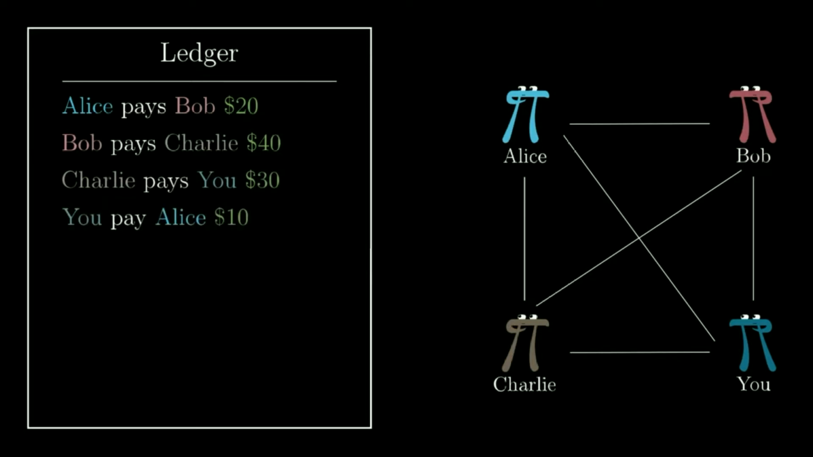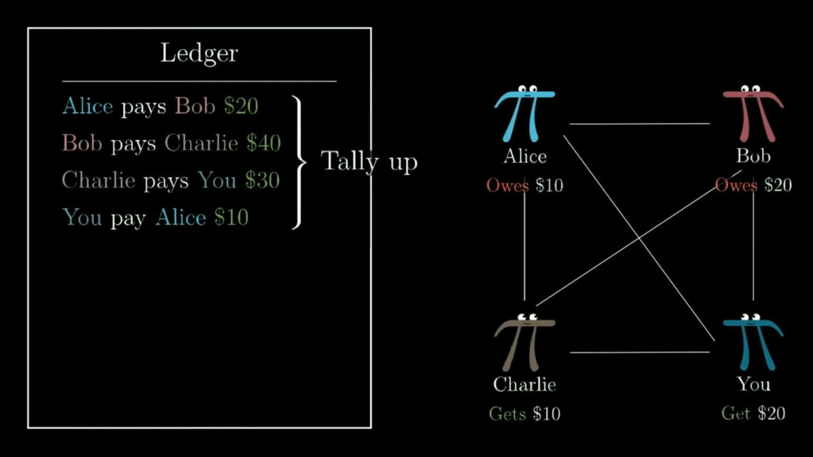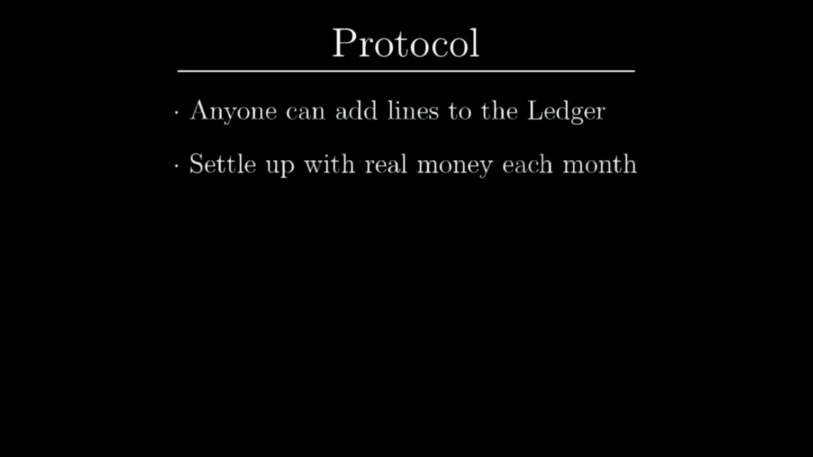This ledger is going to be something public and accessible to everyone, like a website where anyone can go and just add new lines. And let's say that at the end of every month, you all get together, look at the list of transactions, and settle up. If you spent more than you received, you put that money in the pot, and if you received more than you spent, you take that money out. So the protocol for being part of this very simple system might look like this. Anyone can add lines to the ledger, and at the end of every month, you all get together and settle up.